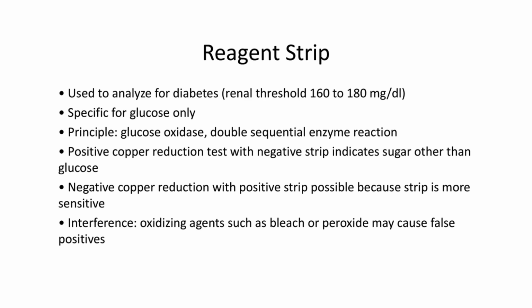A positive copper reduction test with a negative strip indicates the presence of a sugar or other reducing substance that is not glucose. On the other hand, a negative copper reduction test with a positive strip can occur because the strip is more sensitive than the copper reduction method. However, oxidizing agents such as bleach or peroxide may interfere, producing false positive results.